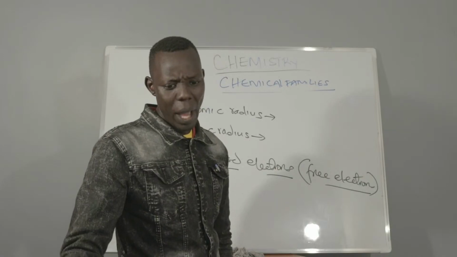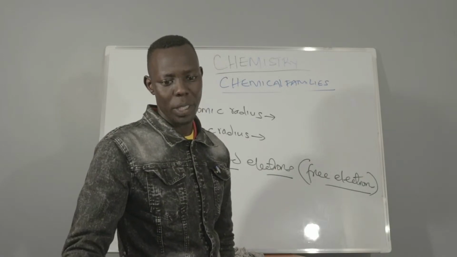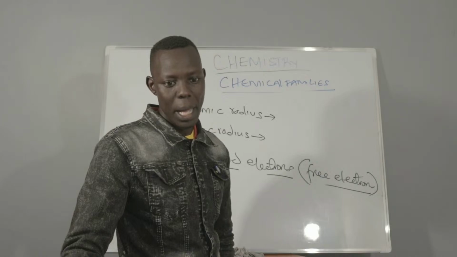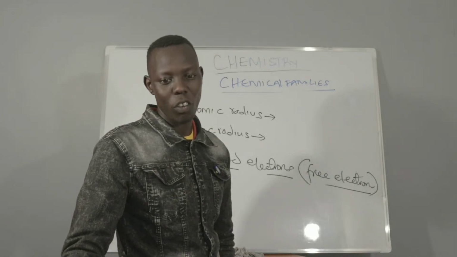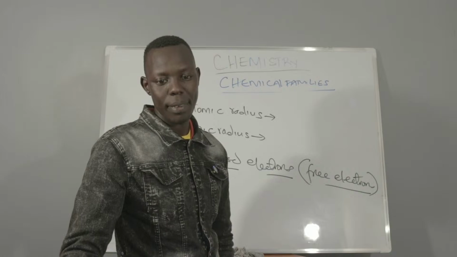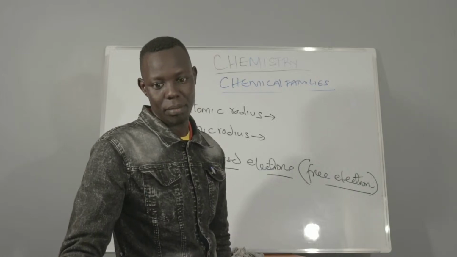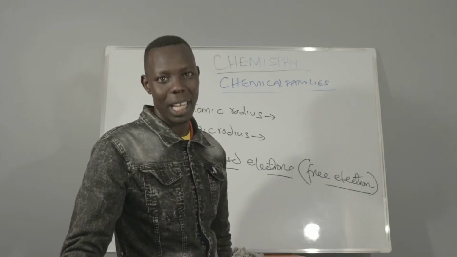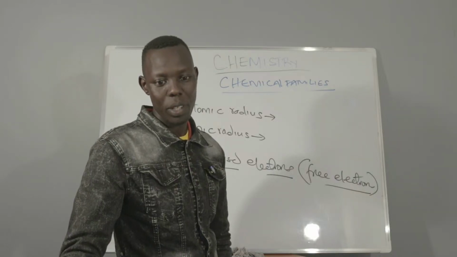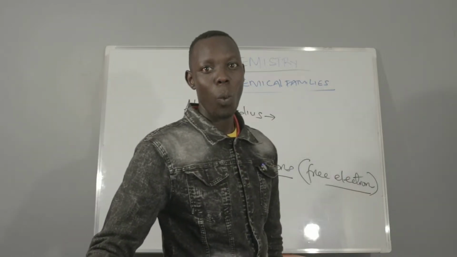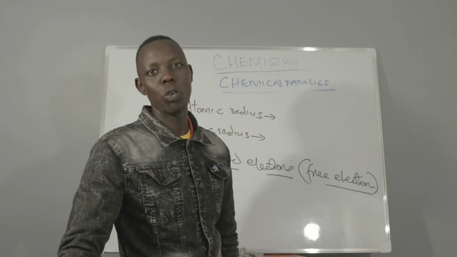Are you together? Now, still on alkali metals, I have a question here. State and explain the trends in the following properties down the group. Appearance. What is the appearance of alkali metals? Number 2. What is the ease of cutting as you move down the group?